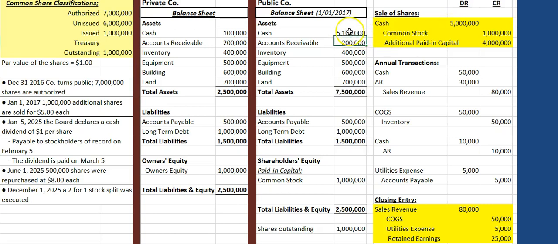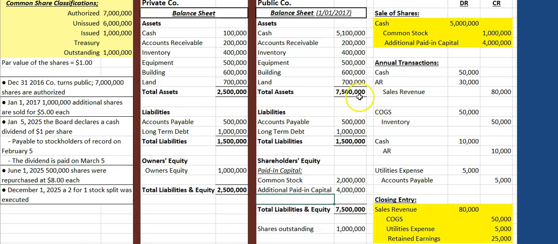Now the company has 5.1 million, which belongs to the shareholders, right? So now common stock is going to have another 1 million out here. And we've created a new category called additional paid-in capital. Sometimes they say paid-in capital in excess of par, paid-in capital over par, additional paid-in capital. Any of those terminologies is correct as long as it makes sense, right? So additional paid-in capital is going to be $4 million.